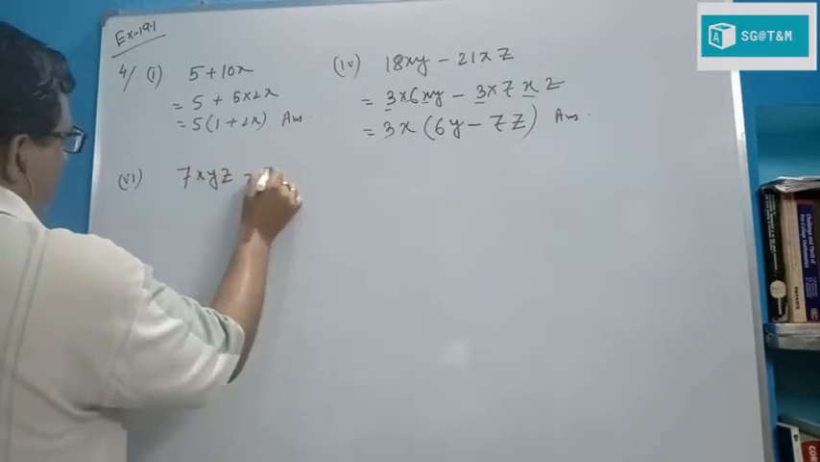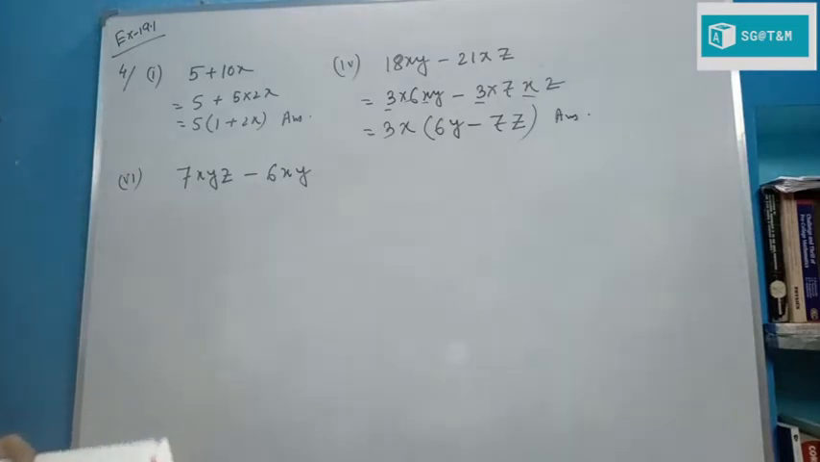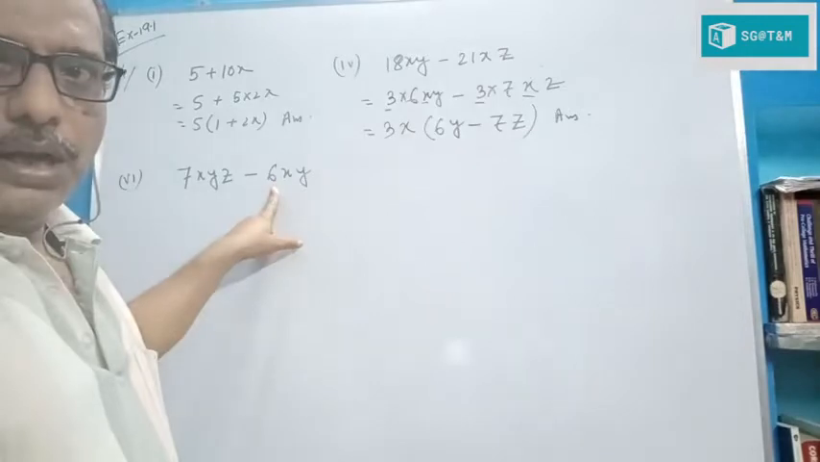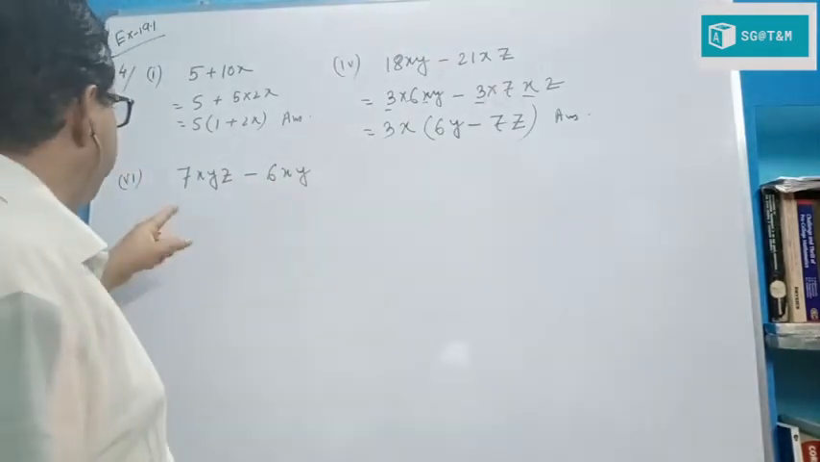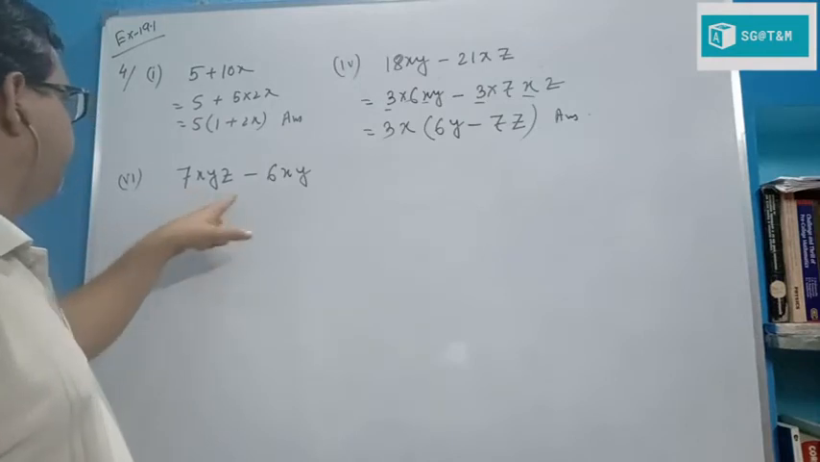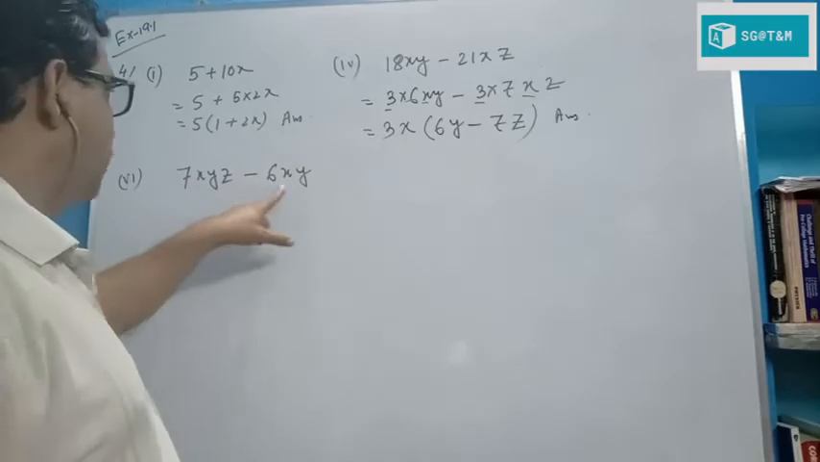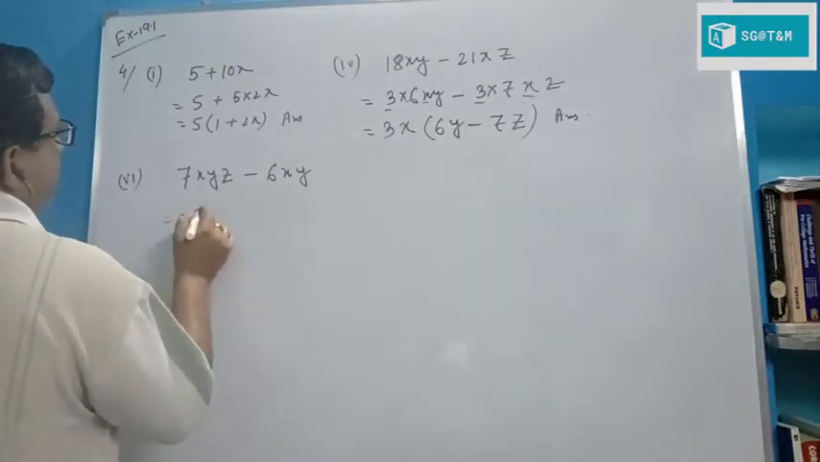7xyz minus 6xy. Other than 1, there is no common factor between 7 and 6, since 6 and 7 are co-prime. So no common term from the numbers. From the first term, x is common to both. So the common term is x only.